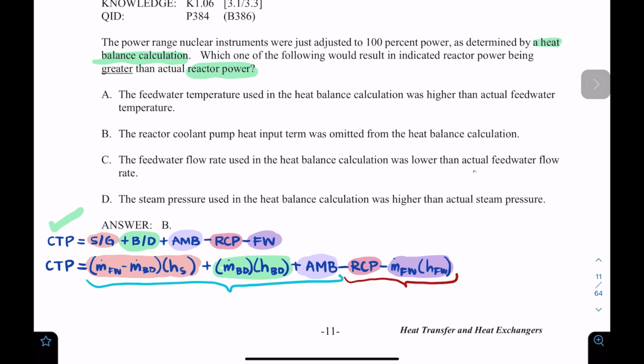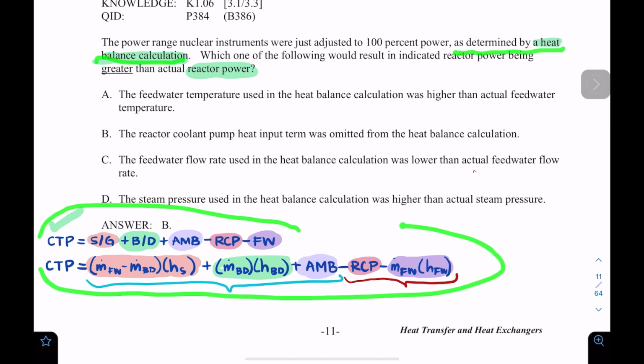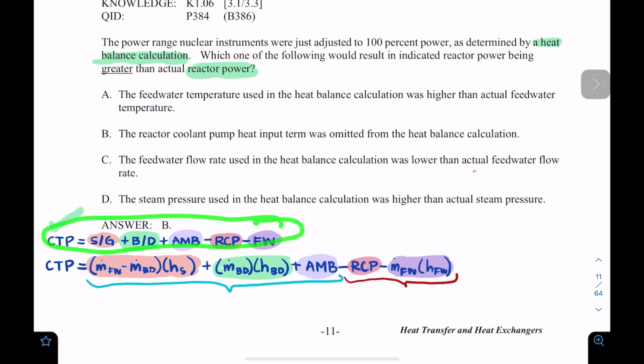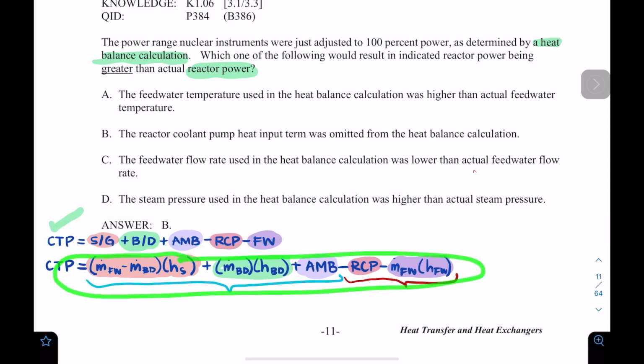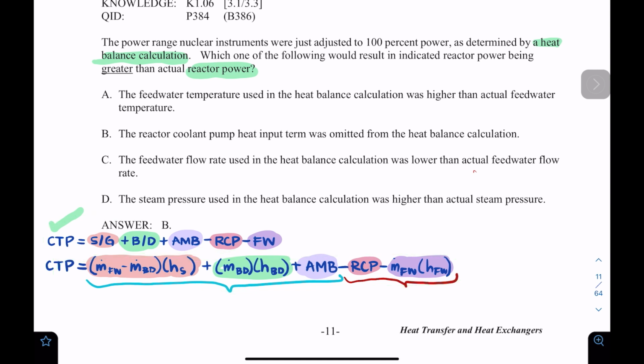It says, the power range nuclear instruments were just adjusted to 100% power as determined by a heat balance equation. So we already determined this is what I need to know. And I always try to remember this so I can expand into this, right? This is my mnemonic, one that helps me remember how to expand into this one. So I have this as determined by my heat balance equation. Now it says, which one of the following would result in indicated reactor power being greater? So which one will give me a greater reactor power than the actual reactor power? So we're just comparing a before and an after, basically.